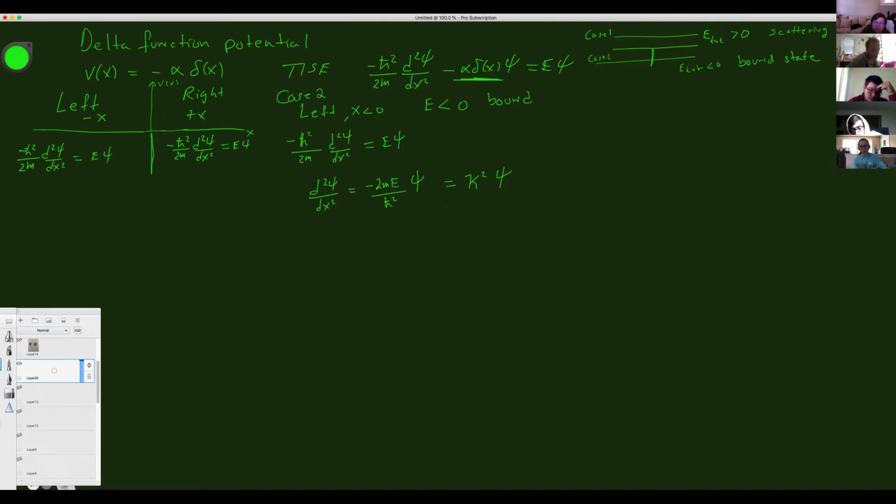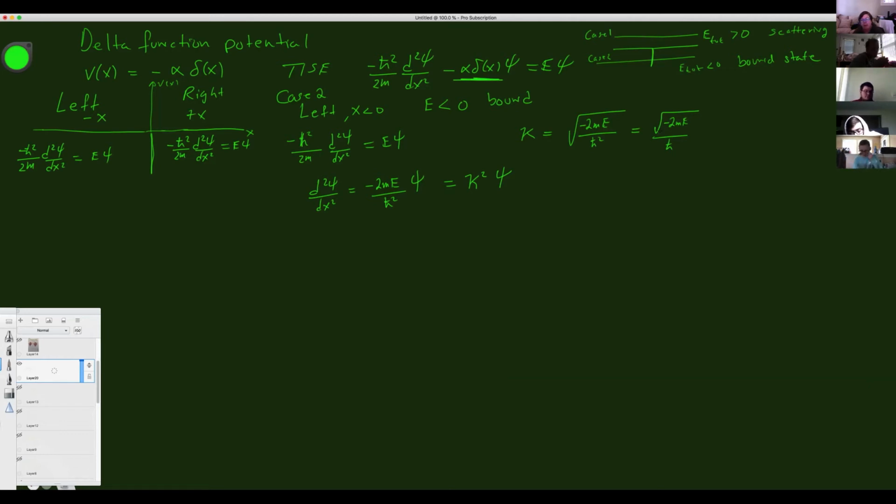So we have kappa squared psi, where kappa is this stuff. Let's write down kappa. It's the square root of minus 2mE over h bar squared. Again, inside here that is a positive quantity because E is less than 0 in this case. That is not going to be imaginary, even though it has a negative sign under the square root.